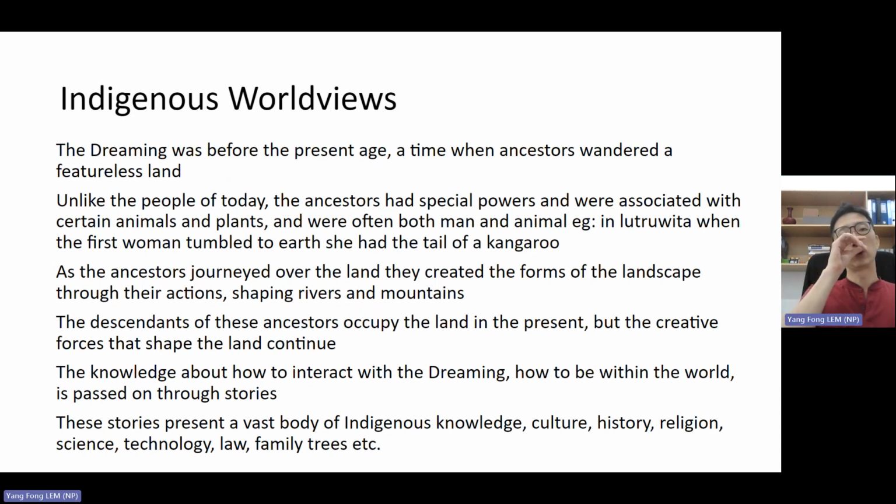The dreaming was before the present age, where the ancestors wandered in a featureless land. Because if you think about the landscape of Australia, it's kind of like plains. You can be looking at the horizon, and there's very little features, it's just flat. Unlike the people of today, ancestors have special powers and were associated with certain animals and plants, and were often both man and animal.